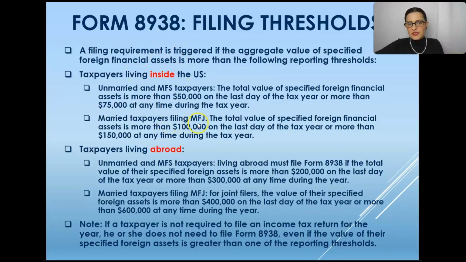Married taxpayers filing married filing joint, the total value of specified foreign financial assets is more than $100,000 on the last day of the tax year or more than $150,000 at any time during the tax year.